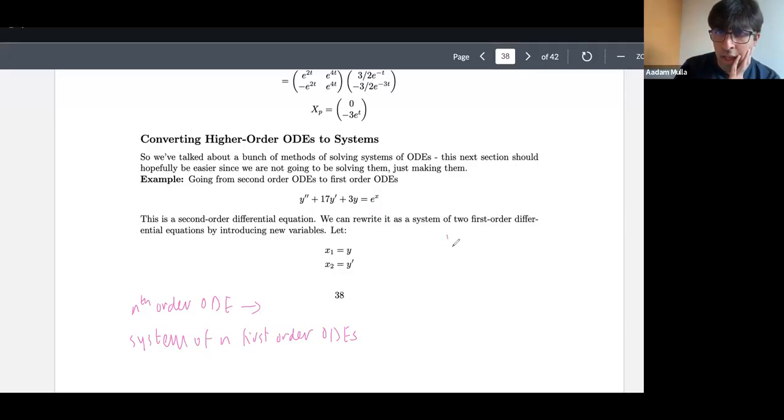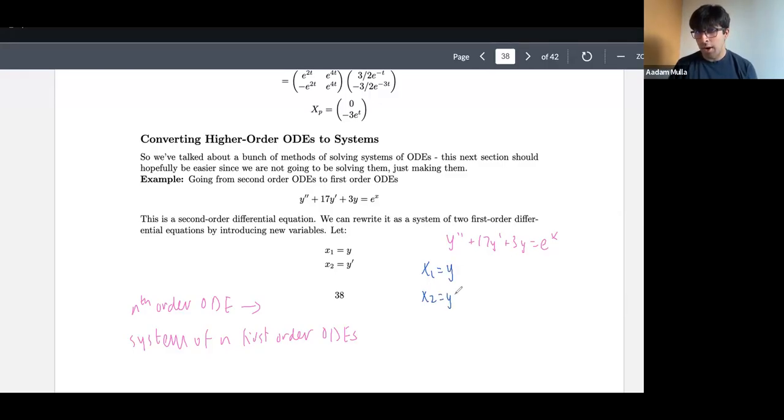So we have y double prime plus 17y prime plus 3y equals e to the x. Here's the steps you do. First of all, how many variables are we going to need? Second order, we're going to need two variables. Let's call our new variables x1 and x2. x1 we set equal to y, and then x2 we set equal to y prime. It's like a method, and you'll see why this works.